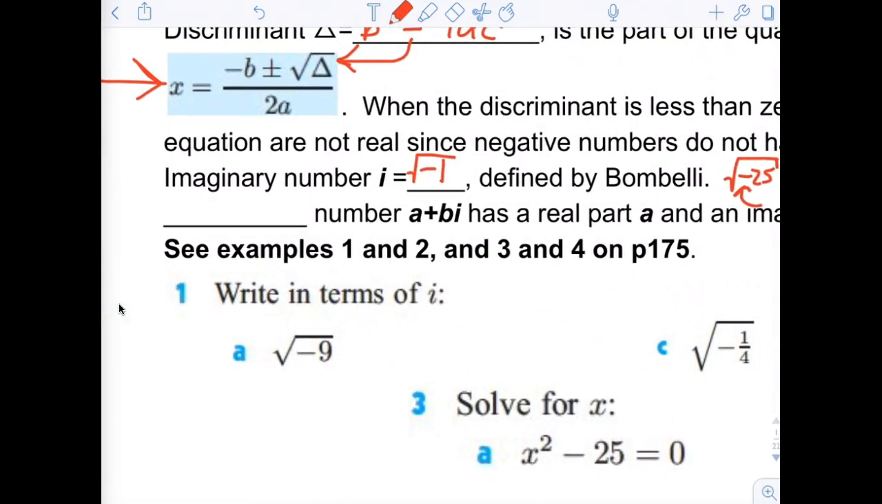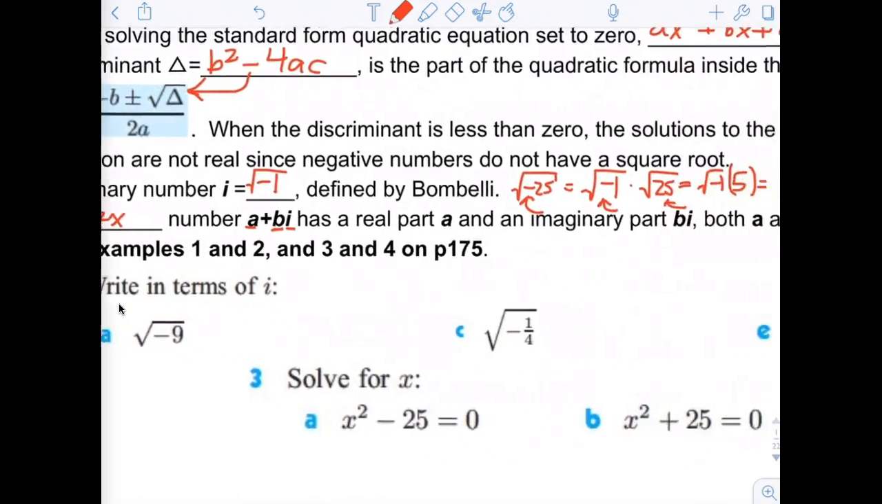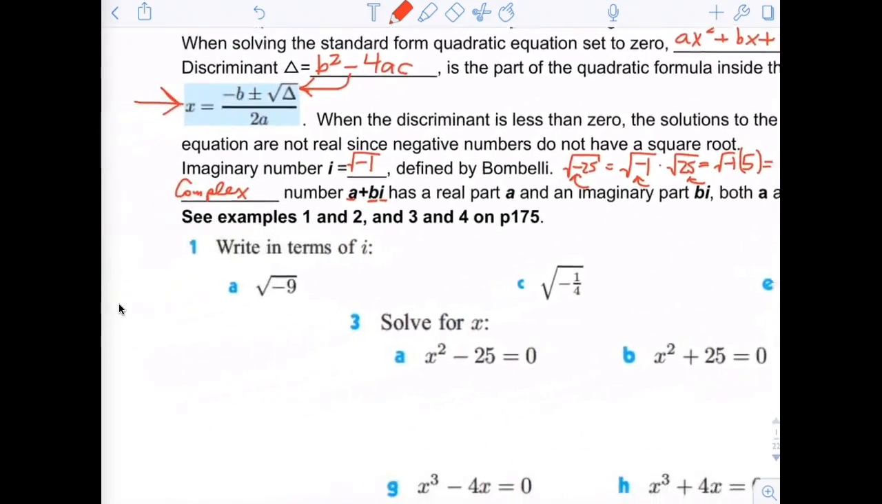The number a plus bi is called a complex number because complex numbers have a real part, which is the a part, and an imaginary part, which is b, a real number, times i, the square root of -1. By multiplying a real number b times the square root of -1, i, you can get an imaginary number that is not just the square root of -1, it's the square root of -1 times a bigger number, right? Okay. All right, let's move on.